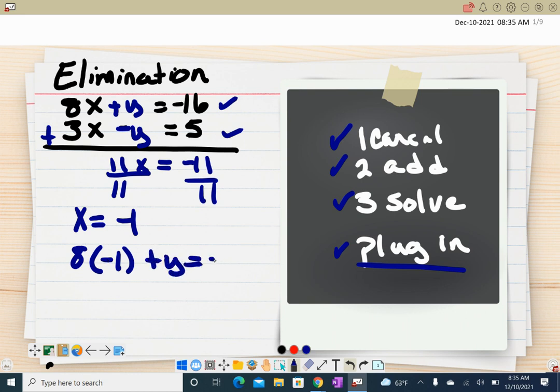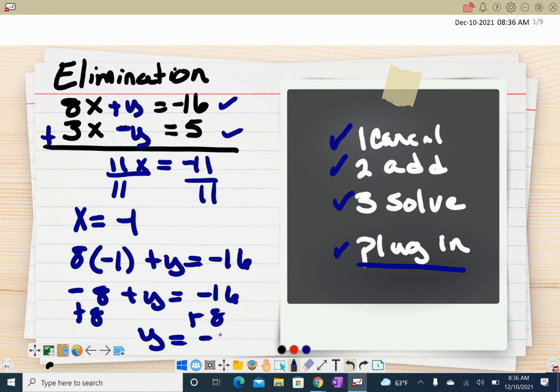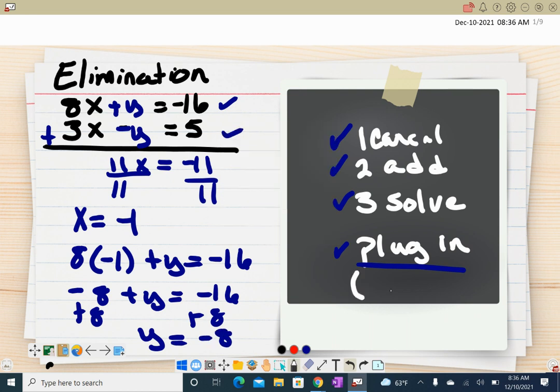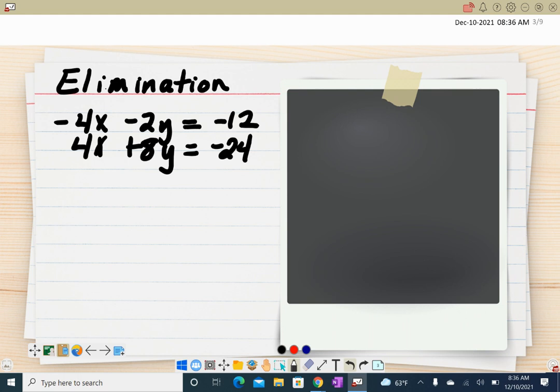Plus y equals negative 16. So negative 8 plus y equals negative 16. Add the 8, and y equals negative 8. So my answer, x is negative 1, y is negative 8. Okay? All right, let's try the second elimination problem we had on a test.